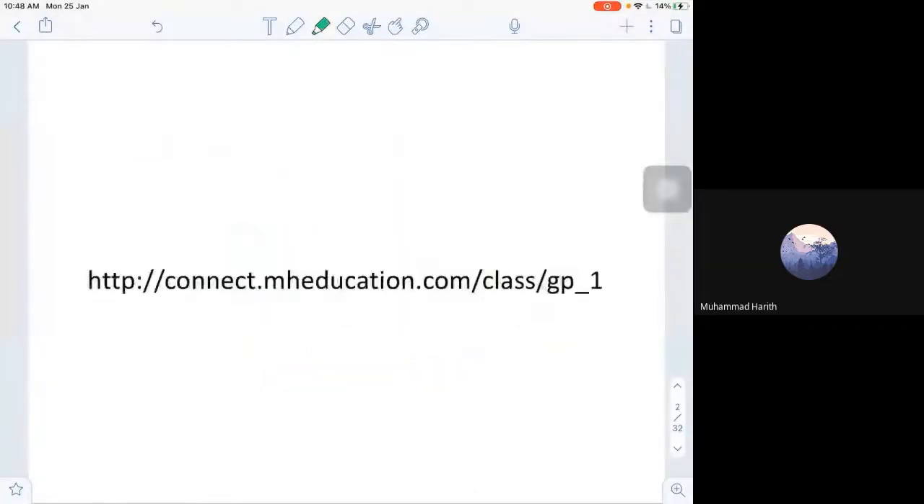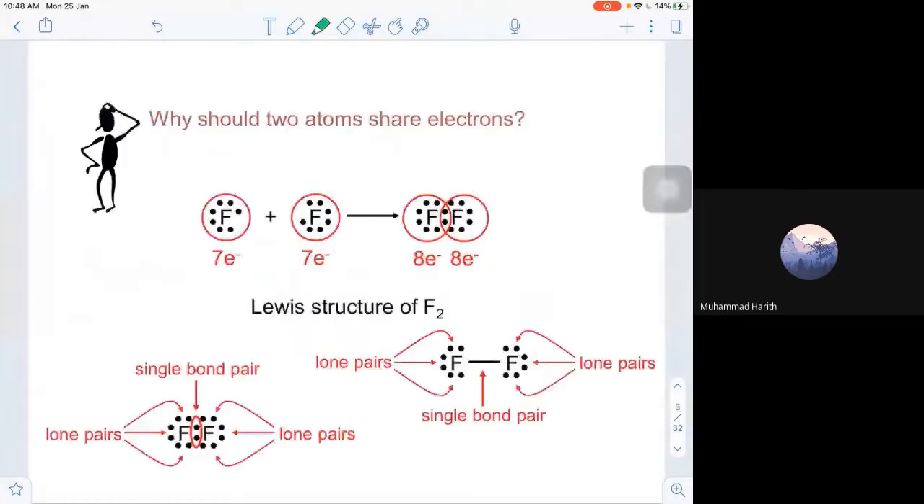Why should they share their electrons? Why do they have to share their electrons? Why don't they transfer the electrons, as what happened in the ionic bond? They have to share their electrons to achieve an octet configuration.